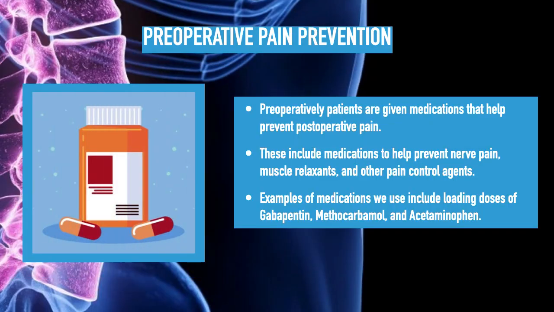For preoperative pain control, patients are given medications before surgery that can help prevent nerve pain after they come to the hospital the day of surgery. These include nerve pain medications, muscle relaxants, and other pain control agents. Examples include gabapentin, methocarbamol, and acetaminophen.